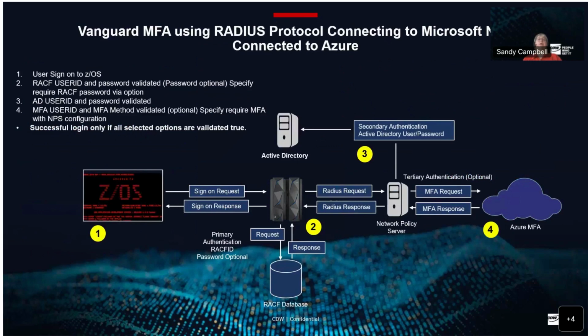Vanguard solution. This is just an example of how it would look if you wanted to also do an Active Directory secondary authentication with a user ID and password. Or if you wanted to do Azure, all of this could be controlled by the single VMA sign-on.